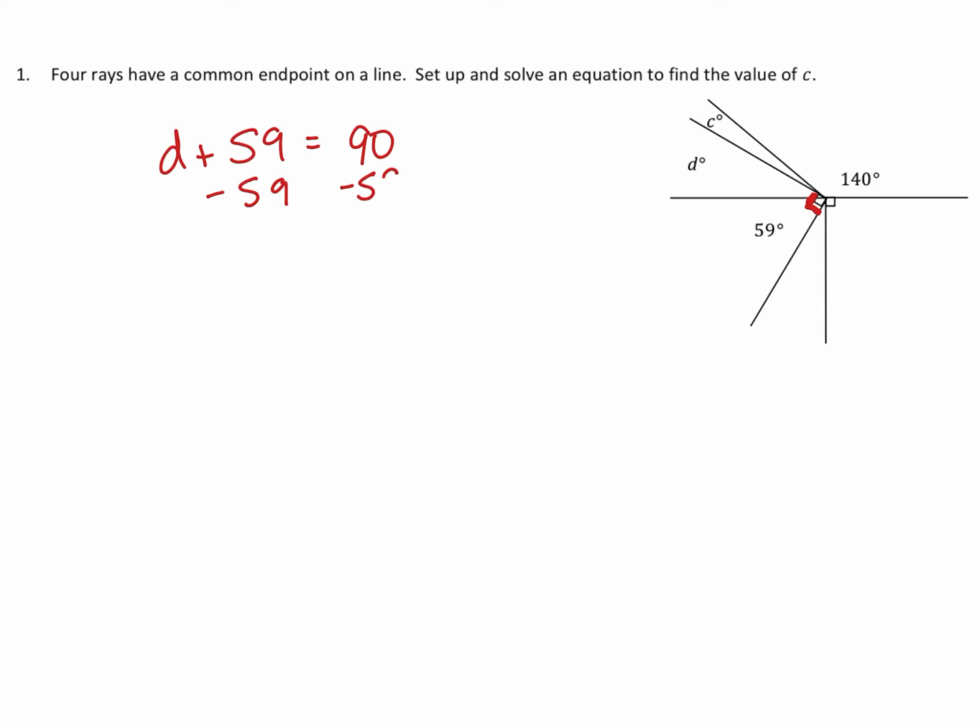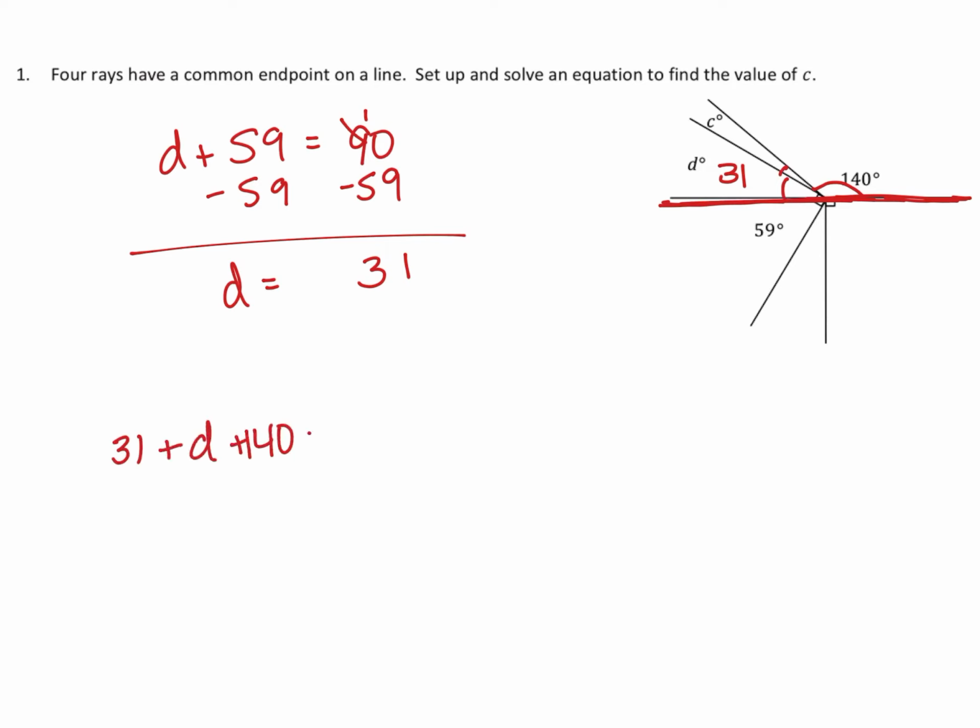To solve for D, we subtract from both sides, and D is equal to 31 degrees. So now we can see that there is a straight angle created here with the 140, C, and angle D. So 31 plus C plus 140 equals 180 degrees because a straight angle is 180 degrees. When we combine our like terms, we get C plus 171 equals 180.